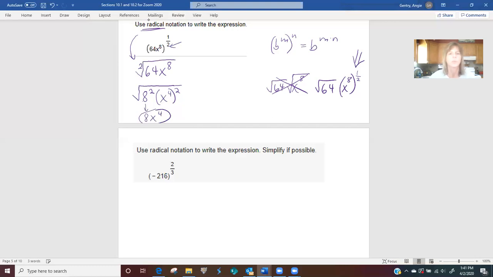Okay, so the next one: use radical notation to write the expression, simplify if possible. So you're always going to do that, simplify if possible. So let's see what this one looks like. The index is always the denominator. You have a negative 216, and you have that squared.